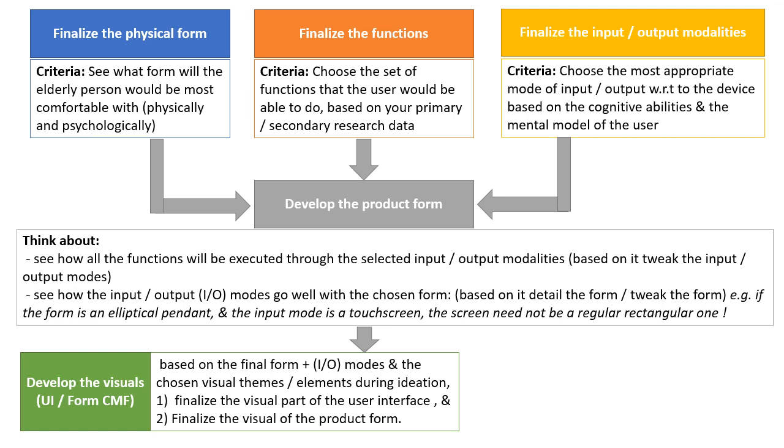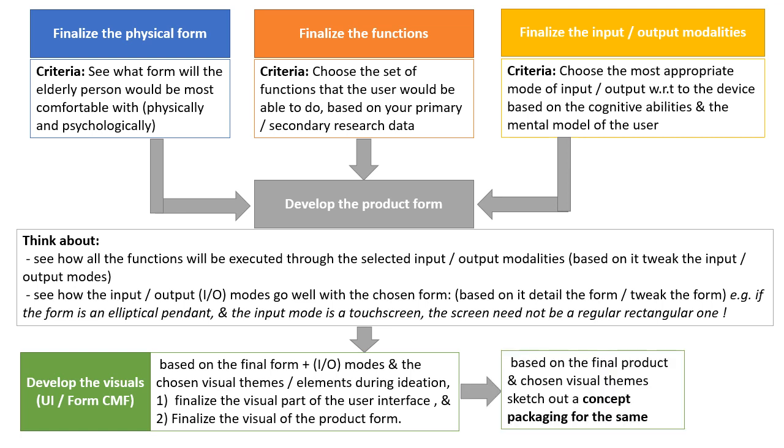Okay, so based on the final form and the input output modes chosen, and also the visual themes which you have highlighted during the ideation phase, you should finalize the visual part of the user interface, and also finalize the visual of the product form. And once this is finalized, the product is finalized, and based on the product and the chosen visual themes, you should sketch out the concept packaging for the same.